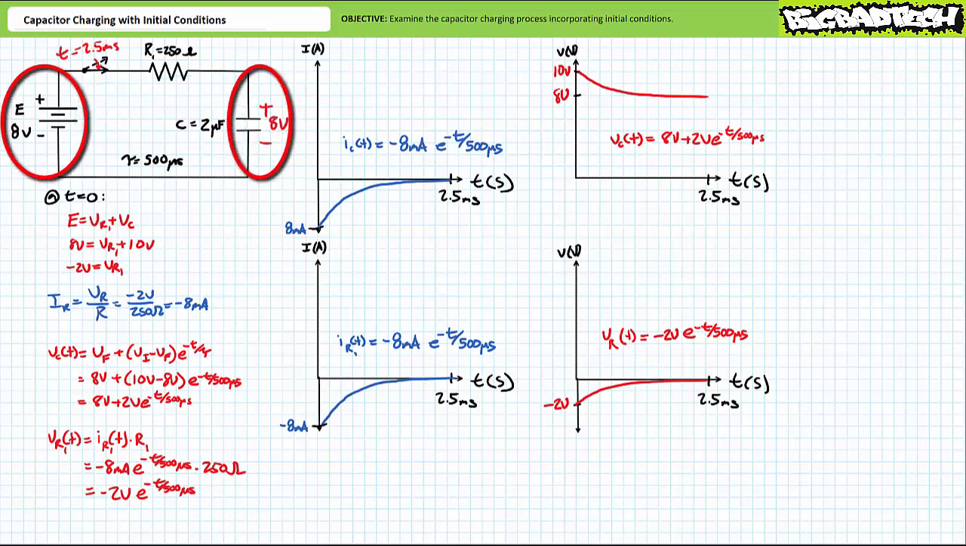You'll note at 2.5 milliseconds, voltage on both sides of the resistor would be 8 volts, and the voltage differential across it is 8 volts minus 8 volts, or 0 volts, thus explaining the eventual halt of current, given a differential across it no longer exists.